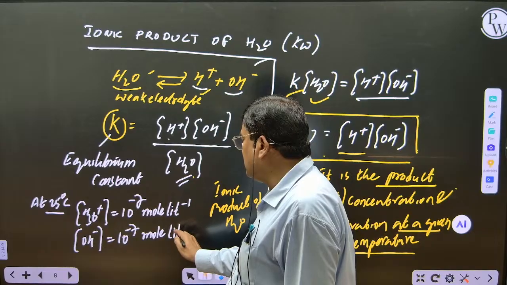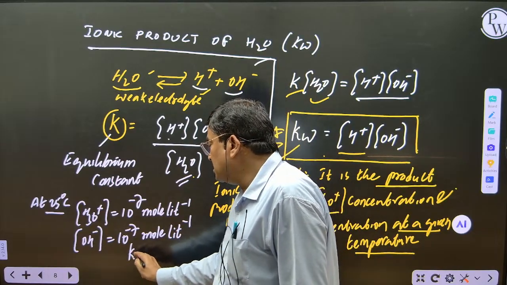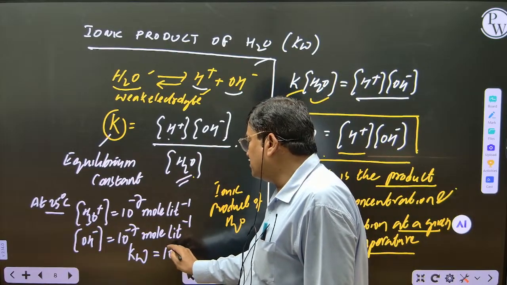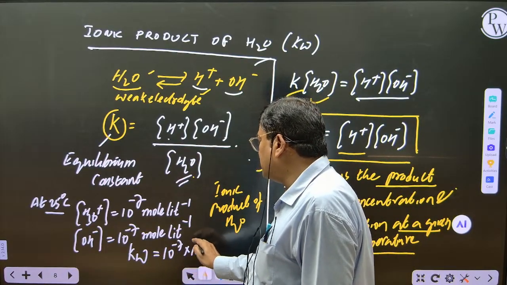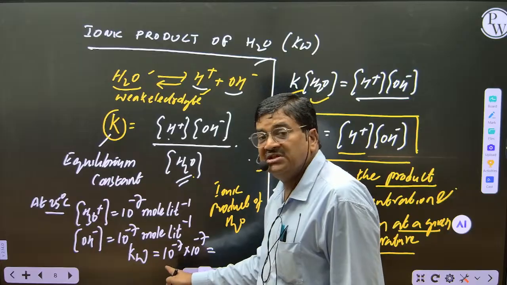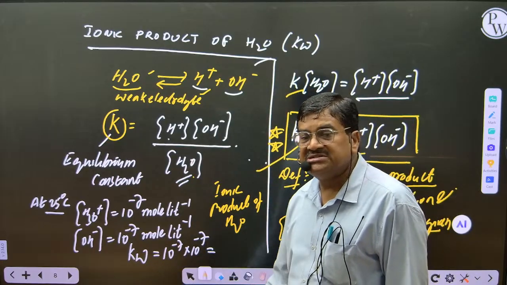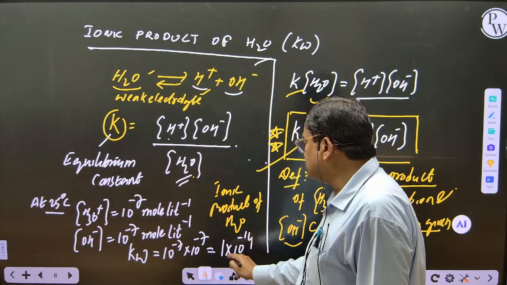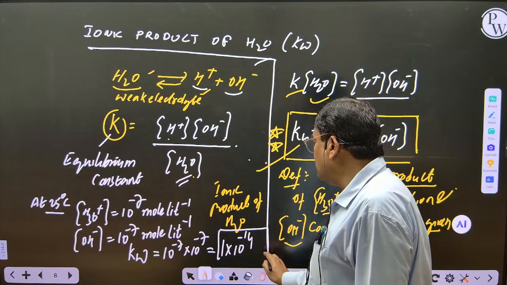Then what will be the value of Kw, would have been asked. Kw value, how do we get it? Product, no? That means what should I write? 10 power minus 7 into 10 power minus 7. How much does that come? Bases are the same, powers we have to add. So its value is 1 into 10 power minus 14. This will be the value of Kw.